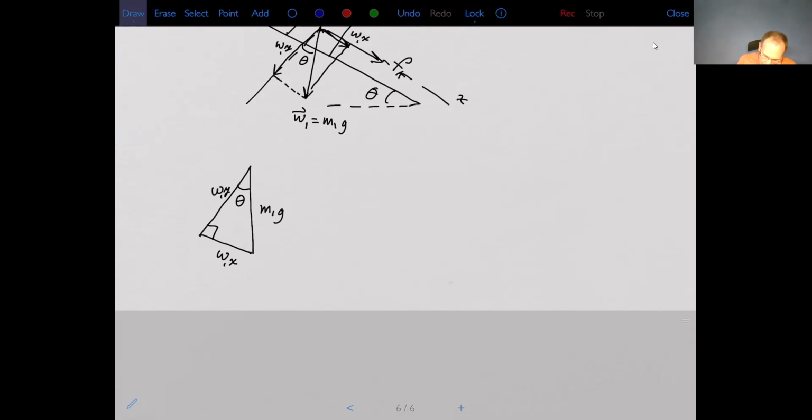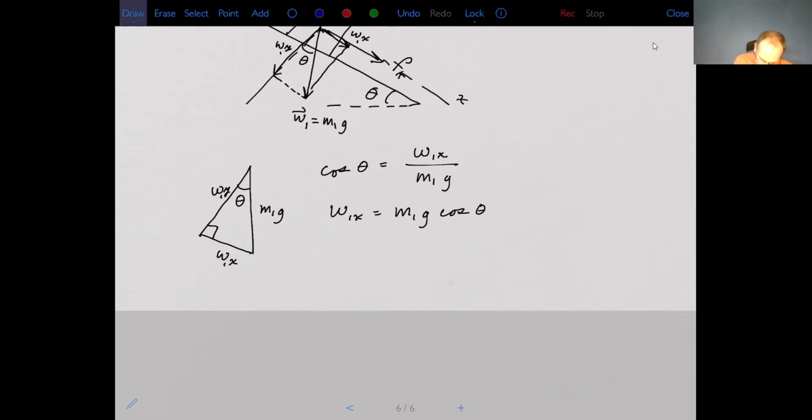That's the magnitude of the weight. Now notice that relative to the angle theta, w1y is adjacent, right? And m1g is hypotenuse. So what trig function relates adjacent and hypotenuse? That would be cosine, right? SOH CAH TOA, so CAH is adjacent over hypotenuse. So we know that cosine of theta is equal to the adjacent side, w1x, divided by the hypotenuse, m1g. So therefore, I can solve for W1x, and it's going to be m1g times cosine of theta.